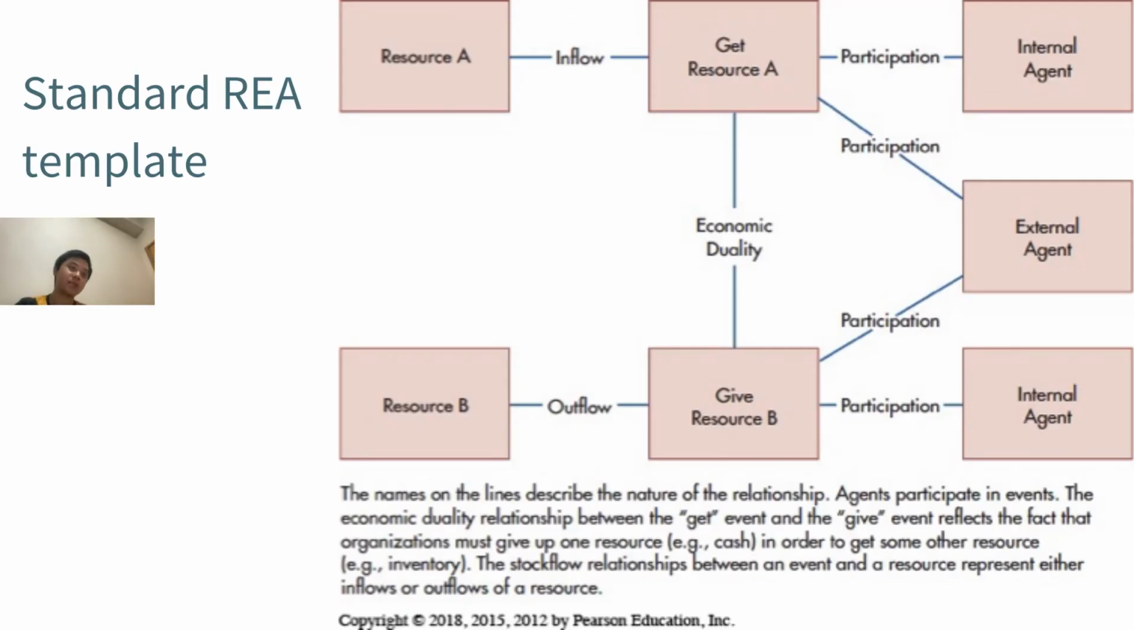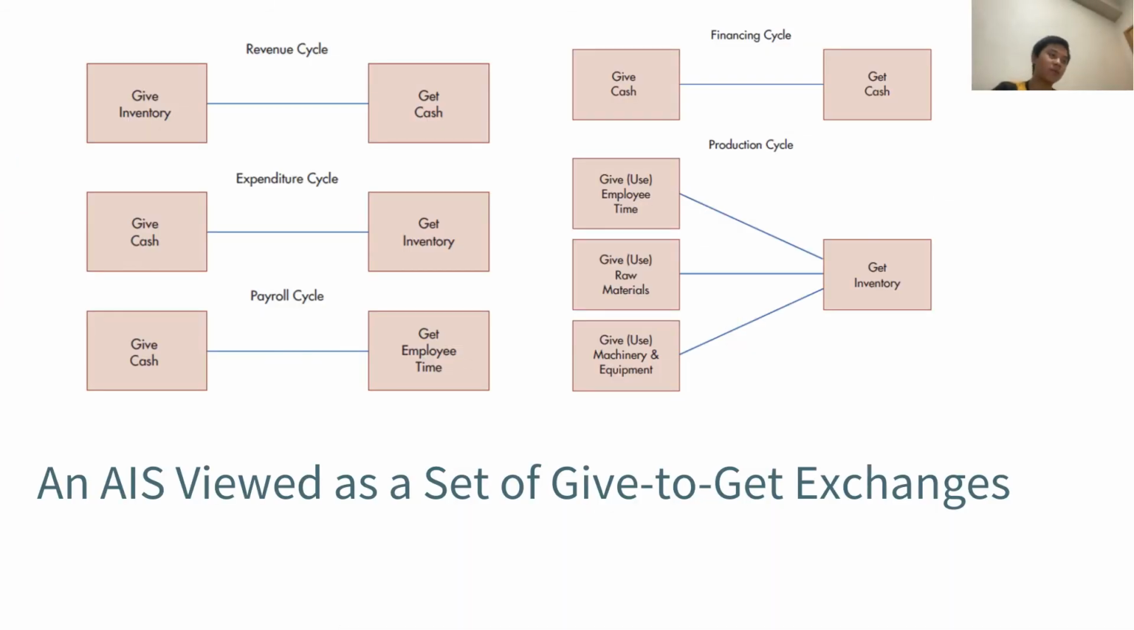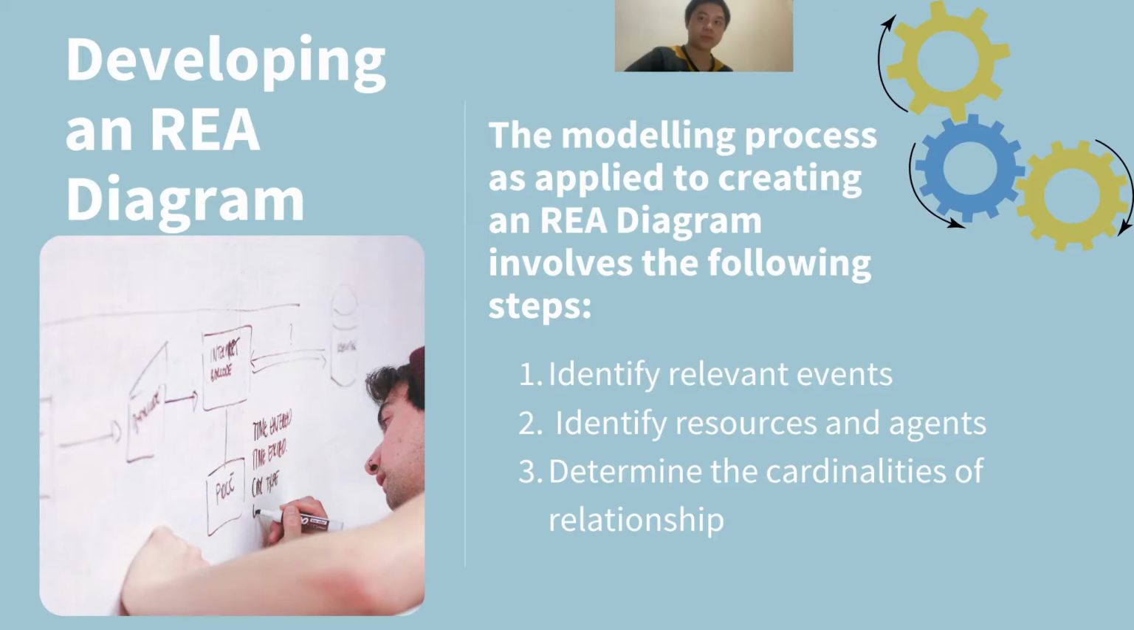So here, to be exact about what I said before, as you can see, this is the standard REA template. Here we have an example in terms of an accounting information system to establish a give-to-get exchange. This is all the business process cycle that is included in REA models.